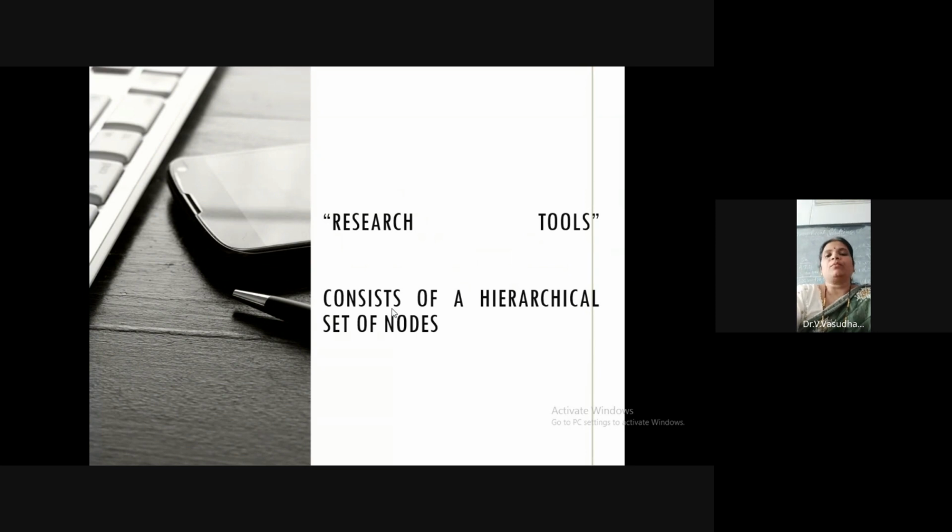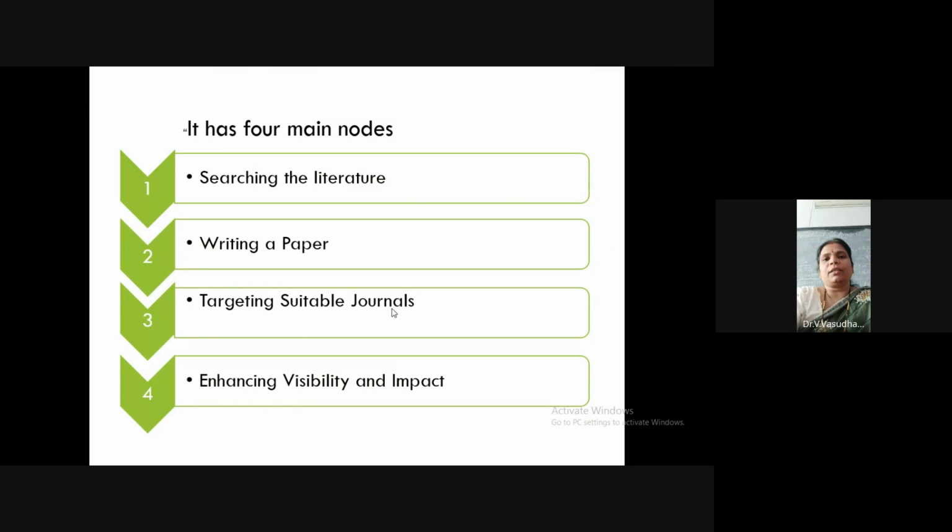Okay, moving on, we have the next slide. These nodes are basically four. The first one is searching the literature. Secondly, it is writing a paper. Thirdly, targeting suitable journals, and then enhancing visibility and impact. Now, searching the literature. Next slide.